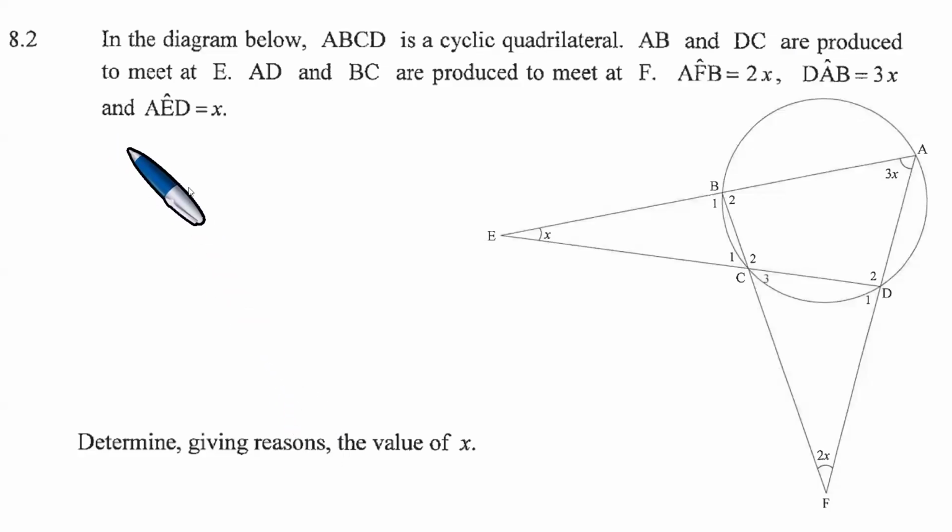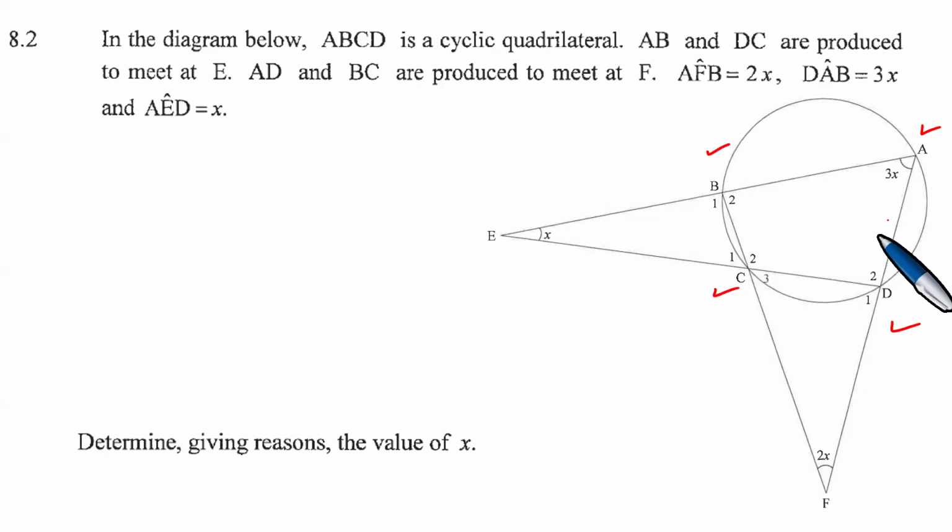In this lesson, we shall solve this question in front of us. In the diagram below, ABCD is a cyclic quadrilateral. So we have that ABCD is a cyclic quadrilateral where A is that one, B is that, C is that, and D is that. AB and DC are produced to meet at E. AD and BC are produced to meet at F.